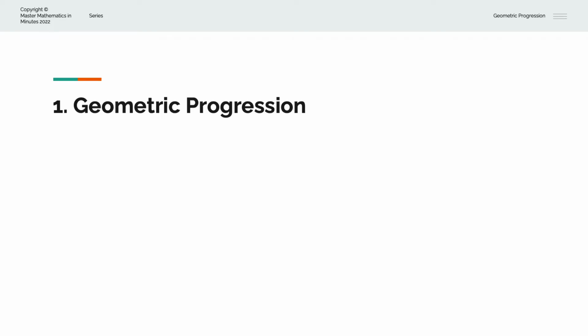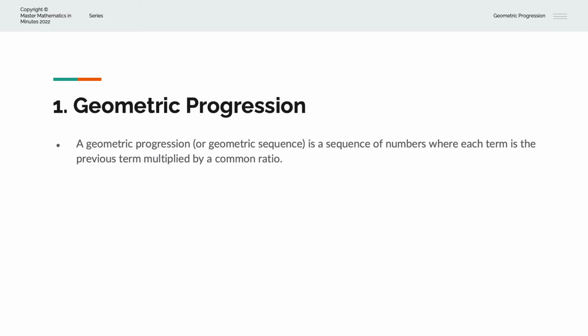So what is a geometric progression? A geometric progression or geometric sequence is a sequence of numbers where each term is the previous term multiplied by a common ratio. We will consider this visually.